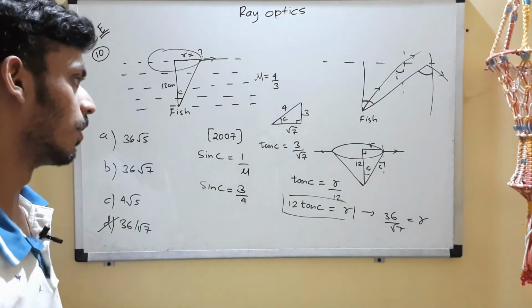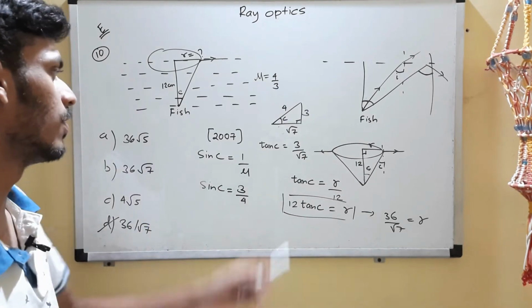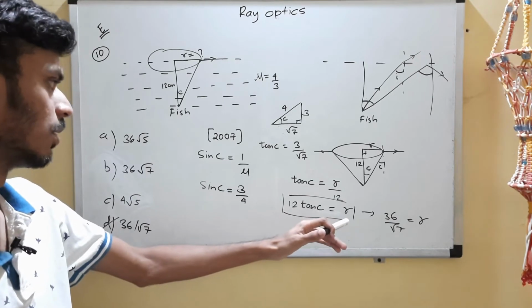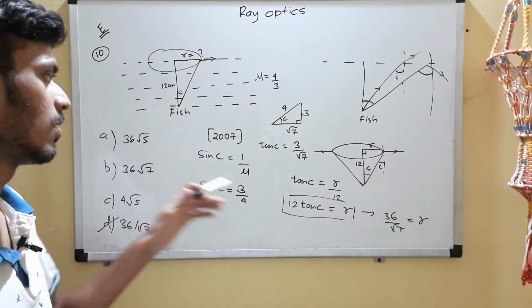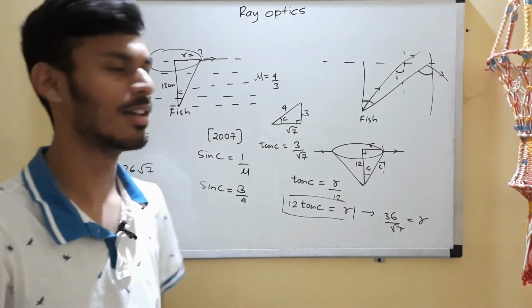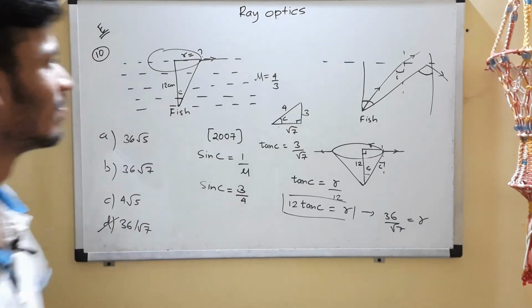I hope you got the point. Now the maximum it can see is this. This is the condition, right? Then we found tan C. From tan C we can find R. Before that we need the value of tan C, so we use the logic of our critical angle, right? So that is how we do this question. Let's move to the next question now.